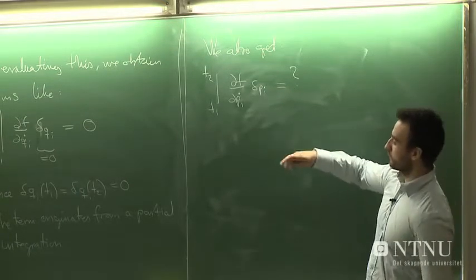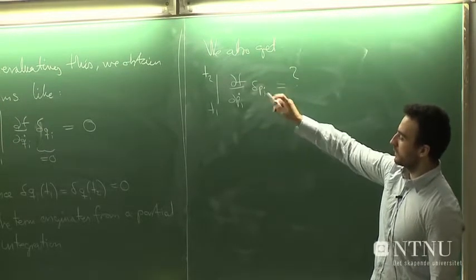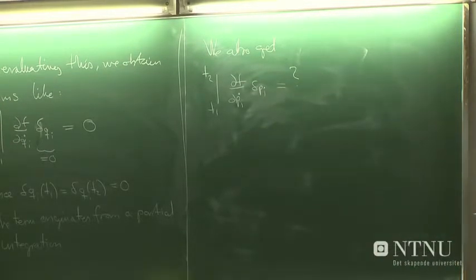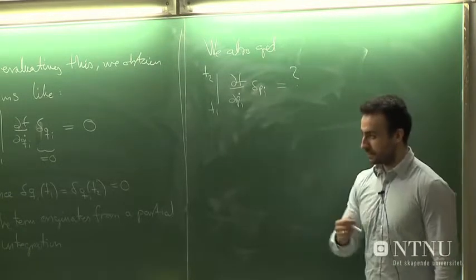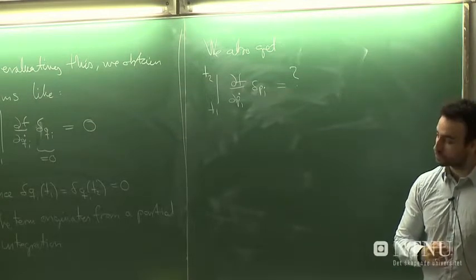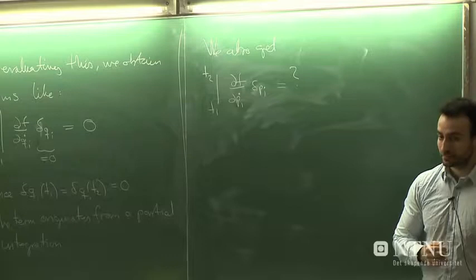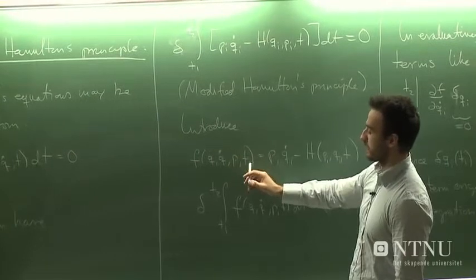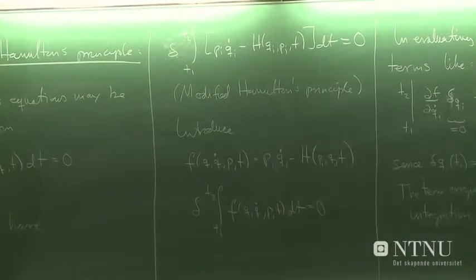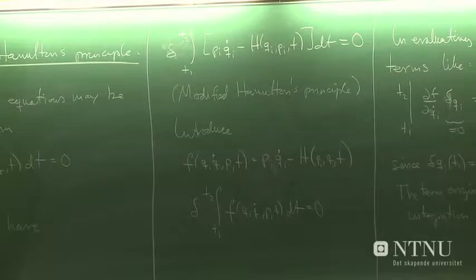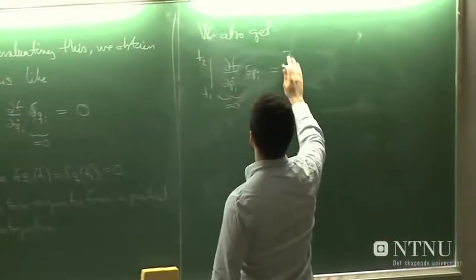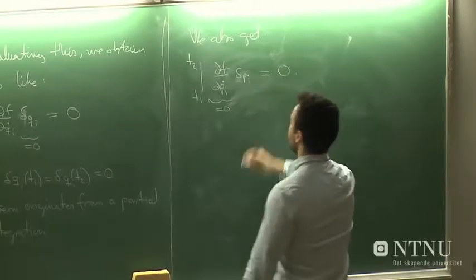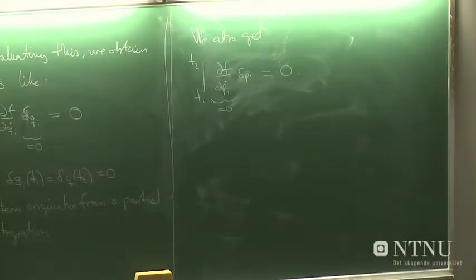Well, we have two terms. So we just said that this term, we cannot in general demand to have zero variation at the endpoints. But there's one more term, this one. So if we consider f depends on q dot, p and t, but there's no dependence on the time derivative of p, so we can replace the question mark here with 0. So both of these boundary or surface terms vanish.